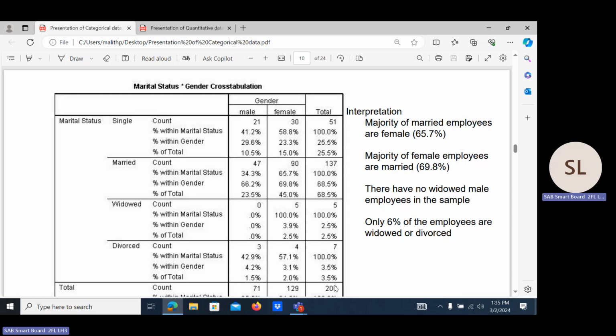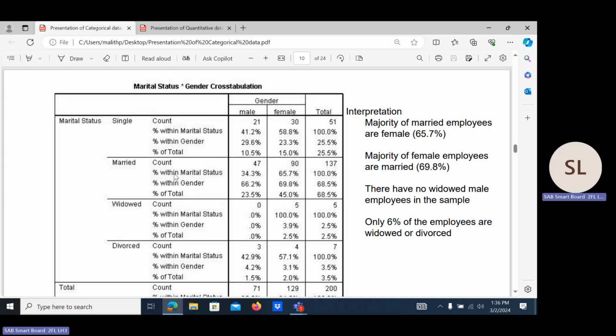200 is the total one. In this one represents the 30. Then 30 over 200 into 100. Understood? Clear? Then we can say the majority. The first one represents the majority of married employees are female. Is it true? Majority of the married employees are female.